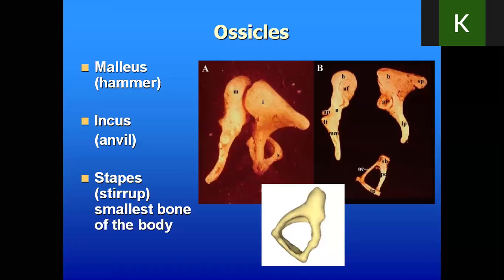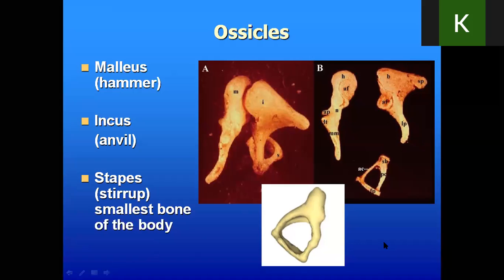So stapes is the smallest bone in the body, and the muscle attached to the stapes is called the stapedius. The stapedius is another small muscle in the body. You can see the size and shape of all these ear ossicles, and here you can see the smallest bone, which is called the stapes.